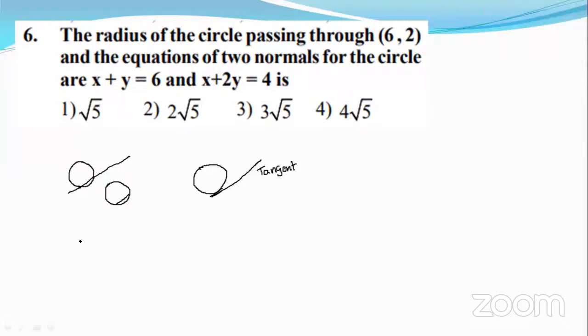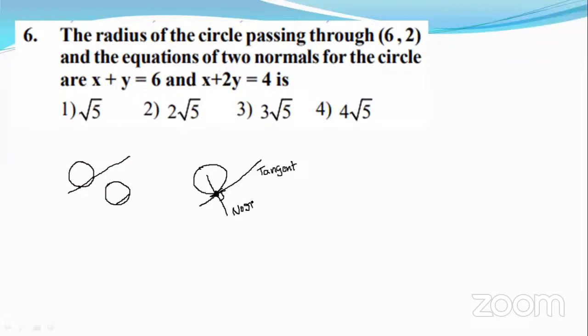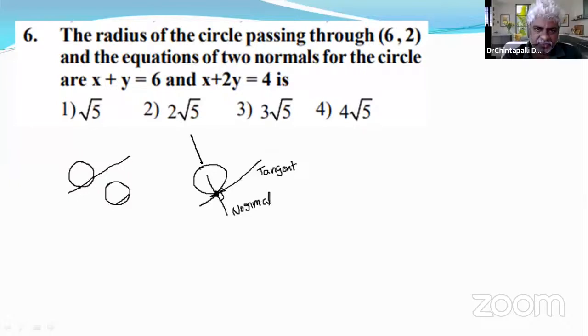Got it? If we draw a line perpendicular to the tangent at the same point of contact, this is the perpendicular line to the tangent. This is called the normal.